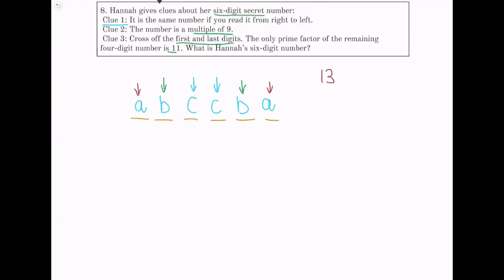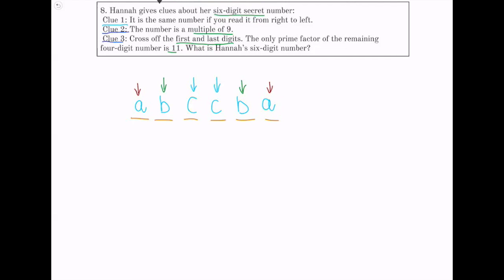If you read it left to right, it's 13, 1 3. But right to left, it's 31, 31. So it's not always true. It's only true for some numbers. And that means you have to have those digits be equal. So that's what you must have. And we're given some multiple of 9. We'll deal with that later.